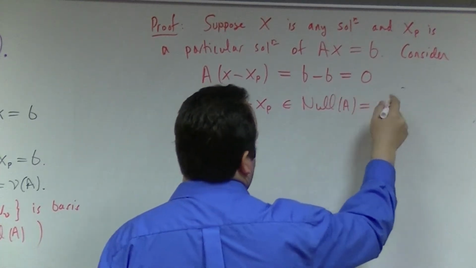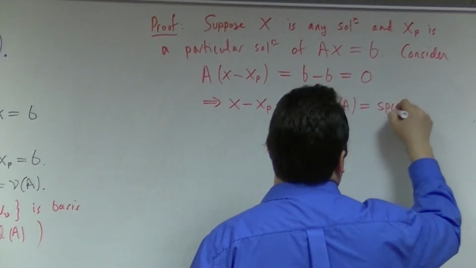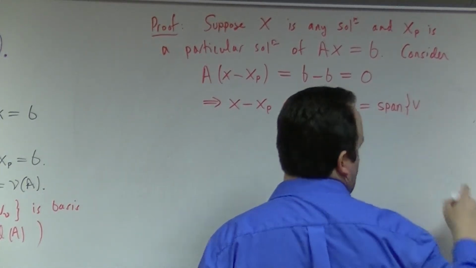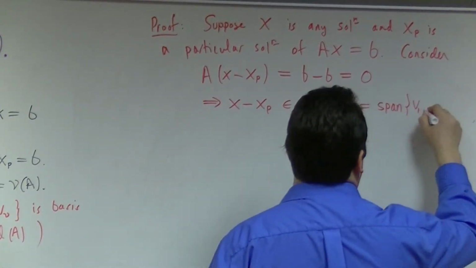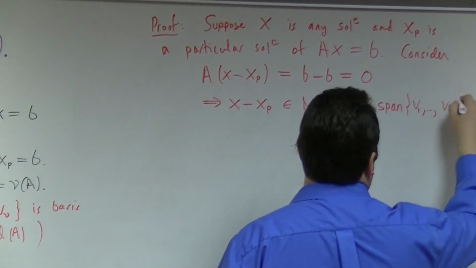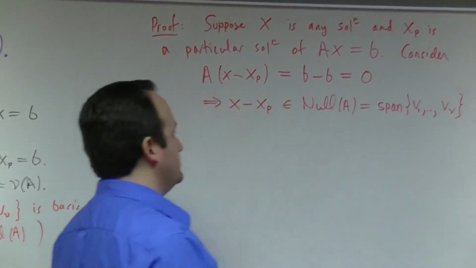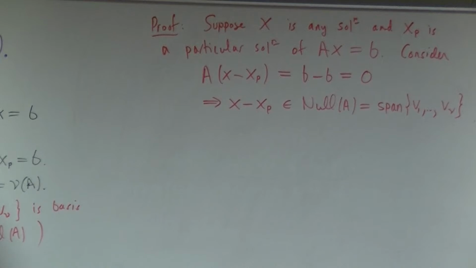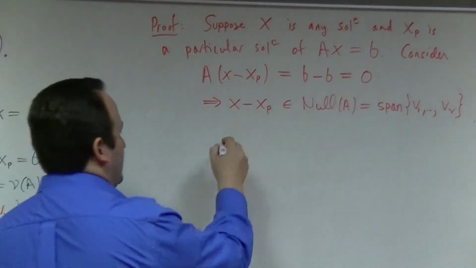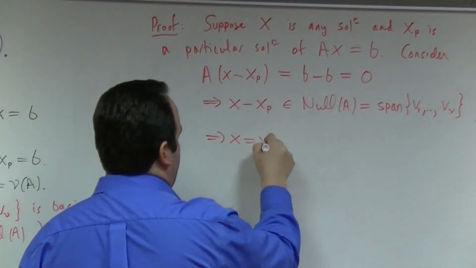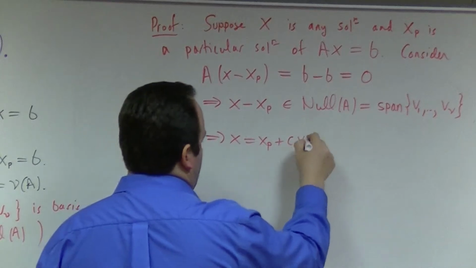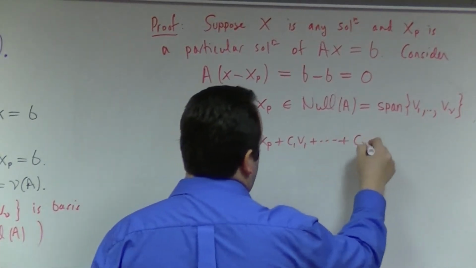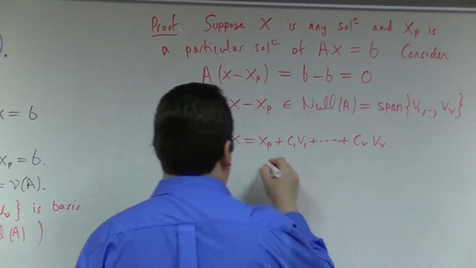But we know we can build the null space as a span of those fundamental vectors, like we were just finding for that example. Then the next step is the claim of the theorem: x is equal to xp plus c1v1 plus and so on plus c_nu v_nu. There you go.